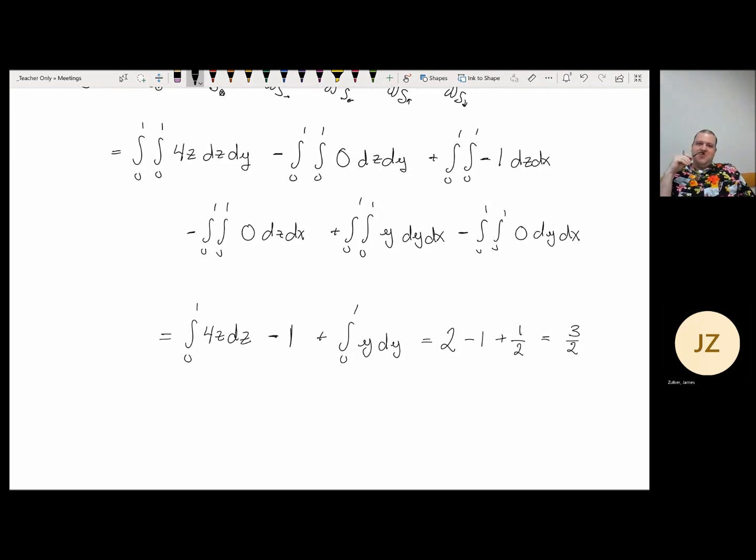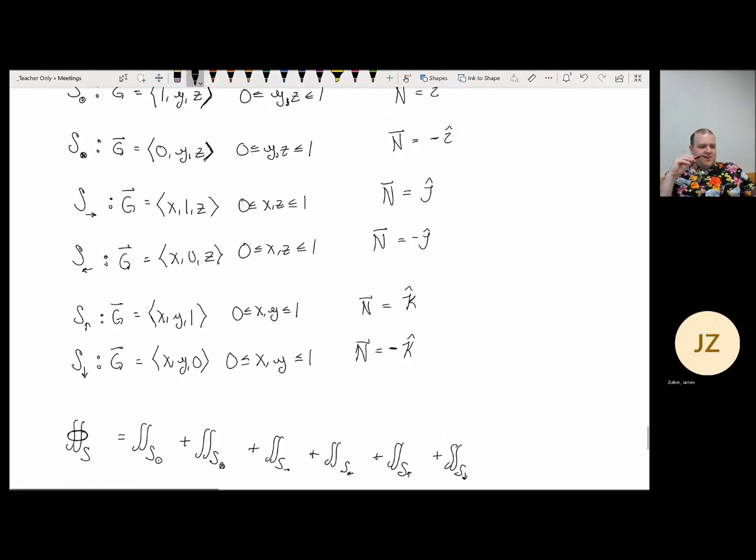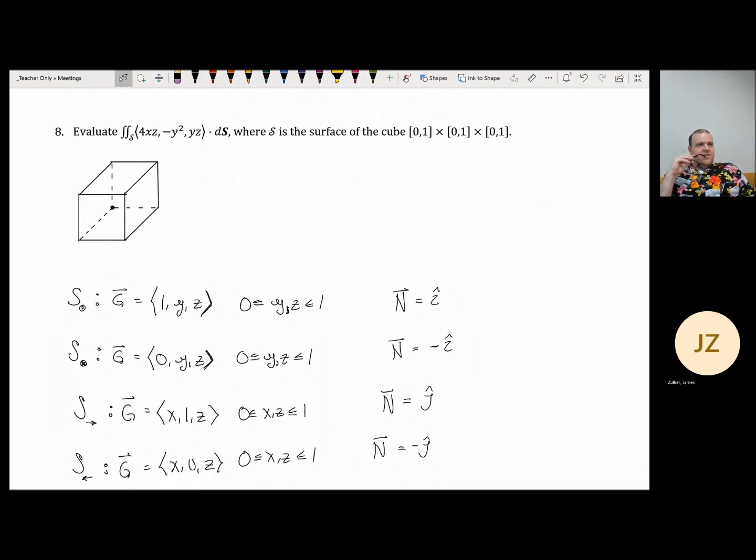This problem was nice only in the sense that the field was nice and the cube they gave us was positioned nicely. How do we get 4z dz dy for the front face? So look at the field. You want to evaluate that over the parameterization, right, which is 1, y, z. And then you want to dot that with i hat. Right, so dot it with i hat, you only care about the first component.